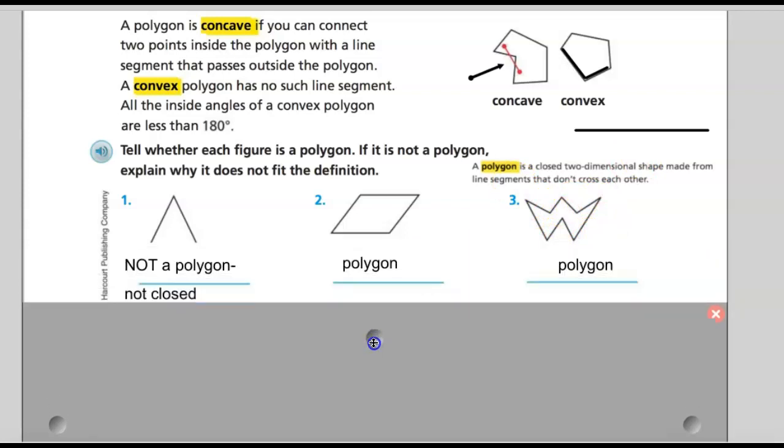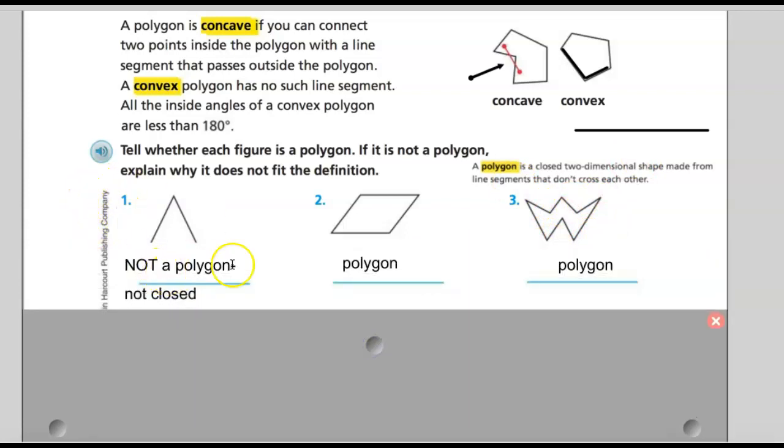No. So therefore, these answers should be, this one is not a polygon. You're supposed to say why it does not fit the definition, because it's not closed. All the cows are running away, or all the pool water is leaking out. This is a polygon, this is a polygon.